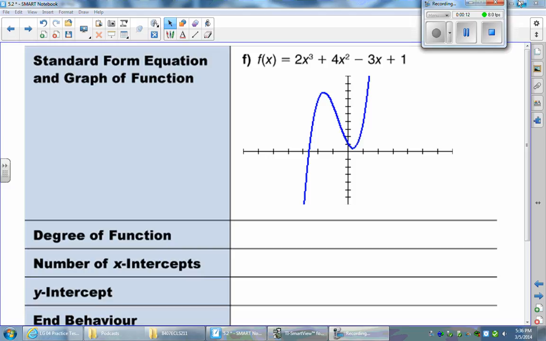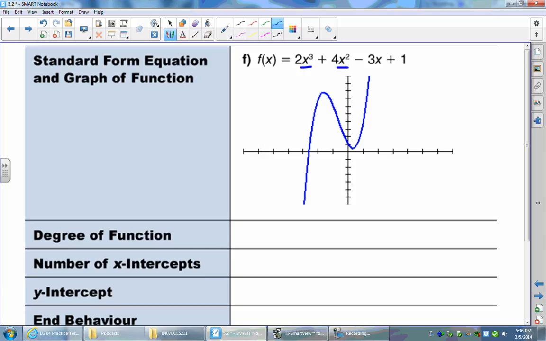The first thing that we're trying to determine is the degree of our function. So we have to look at our variables. We're looking for the variable with the highest power. The variable with the highest power here is x to the power of 3. So the degree is going to be that highest power, or the highest exponent, 3.